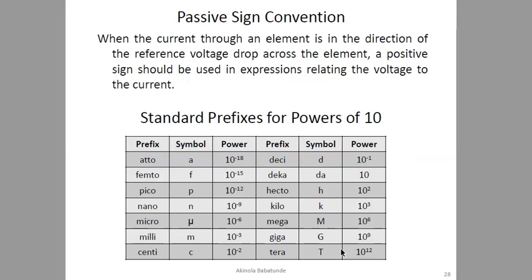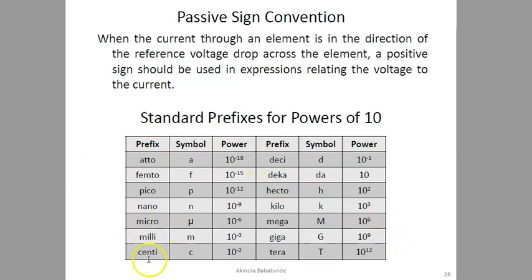Let's quickly look at the passive sign convention. When current through an element is in the direction of the reference voltage drop across the element, a positive sign should be used in expressions relating the voltage to the current. We just talked about that in the previous slide. And then there are standard prefixes for powers of 10 that you should pay attention to, so that when we start some analysis, you will understand how to make some conversions and how to represent what needs to be represented.